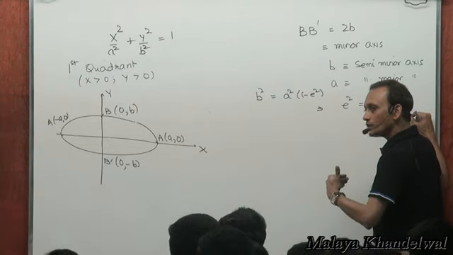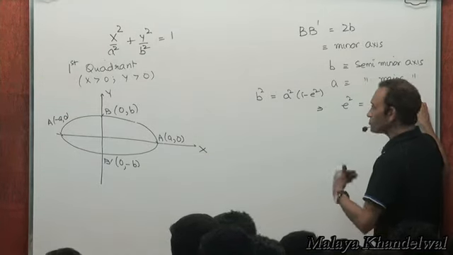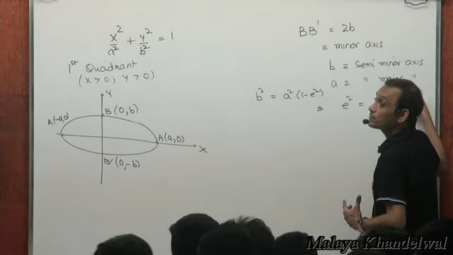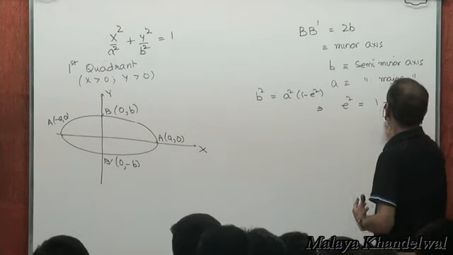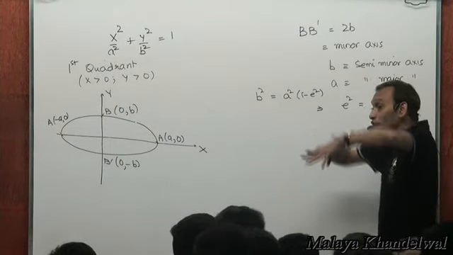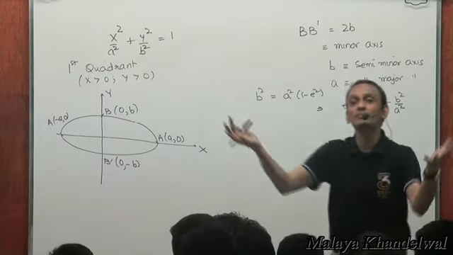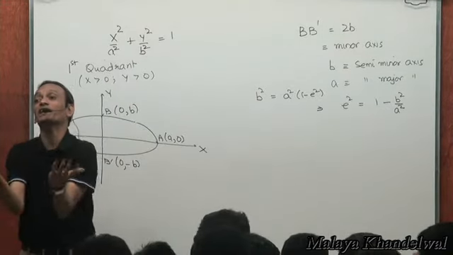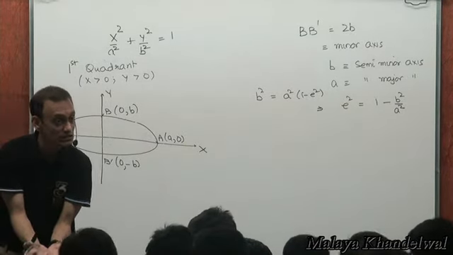If B tends to 0, it will come closer and closer to 1. If B is increased, what's the maximum to which it could be increased? A. B cannot be larger than A. And then, when B comes closer and closer to A, E comes closer and closer to 0, and this will become like a circle. The circle will then be a special case of this, an extreme limit when B equals A. When the semi-major and semi-minor axis become equal, the ellipse then becomes a circle, right?